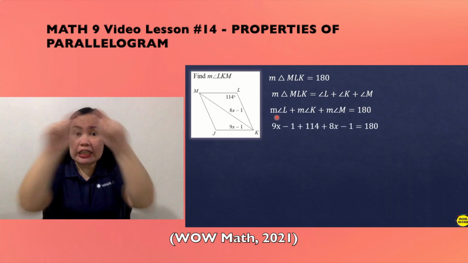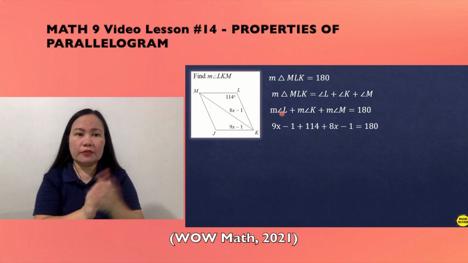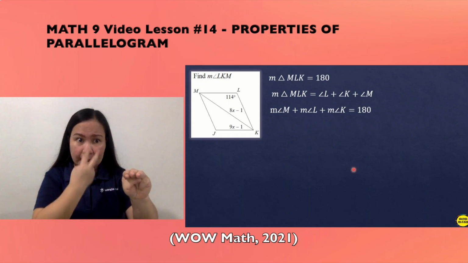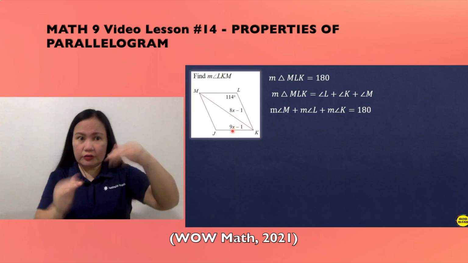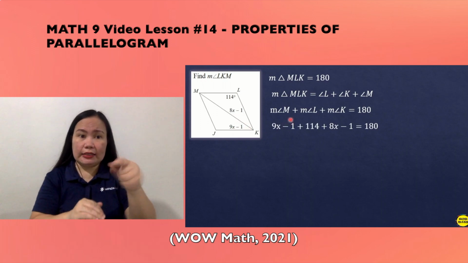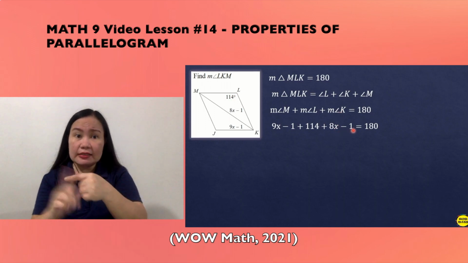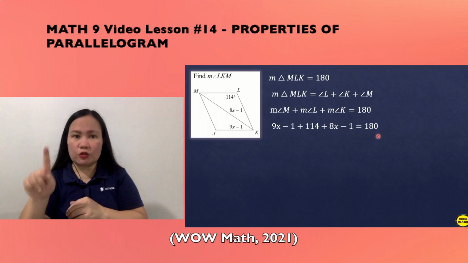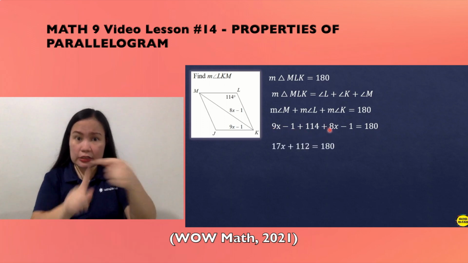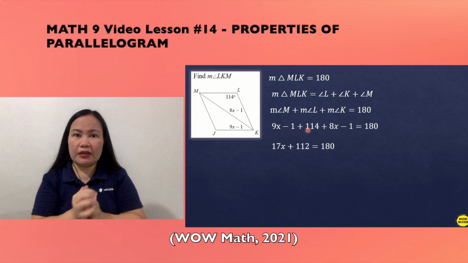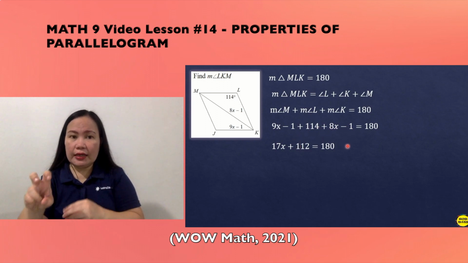So, 114. So, si angle L natin, since, okay. So, since sa angle M natin, sabi ko nga kanina na itong angle na to ay equal dito. So, therefore, si angle M natin ay 9x minus 1. Okay? Plus, yung angle L natin, that is 114, plus the measure of angle K, that is 8x minus 1, is equal to 180. So, ang gawin natin, class, combine natin lahat ng similar terms. So, 9x plus 8x, that is 17x, negative 1 plus 114 minus 1, that is 112. Positive 112.